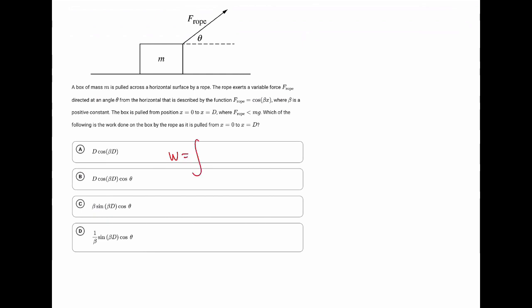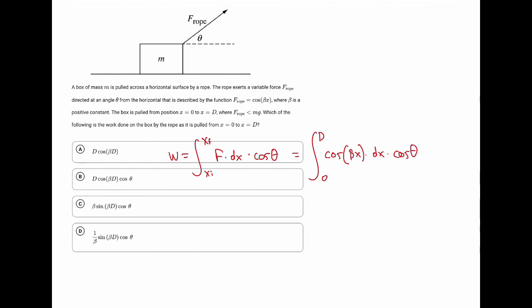It is, for a variable force, the integral from x initial to x final of f times dx, but since this is the dot product of f times dx and there is an angle between them, we need to also not forget to multiply by the cosine of theta. So we have the integral from position 0 to position d. The force is cosine of beta x multiplied by dx multiplied by cosine theta.